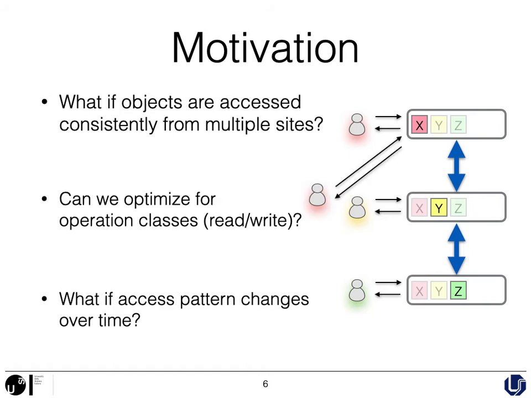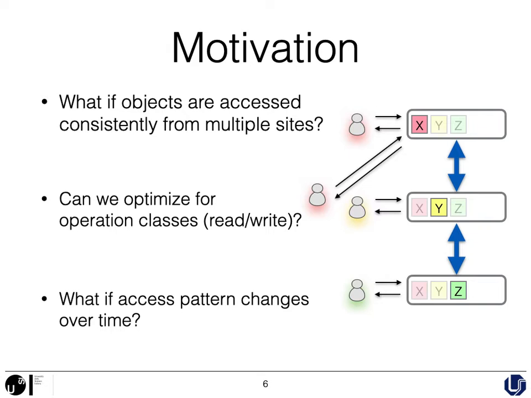And we also introduce further questions. What if the objects are accessed consistently from multiple sites? We don't have a very clear locality here anymore. Can we even optimize for operation classes? Can we differentiate a write from a read operation? What if all these patterns change over time? Now we have locality, but from some time from now we don't have it anymore. So how do we cope with this dynamic of the system?